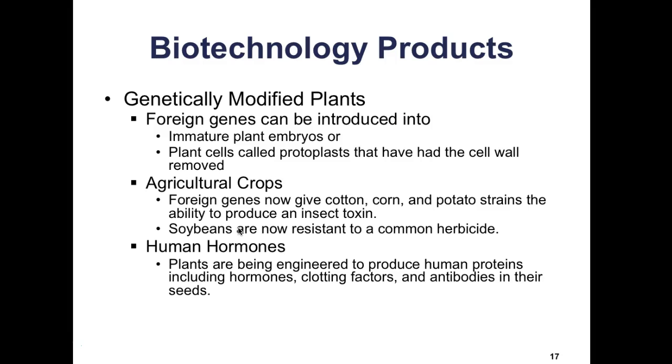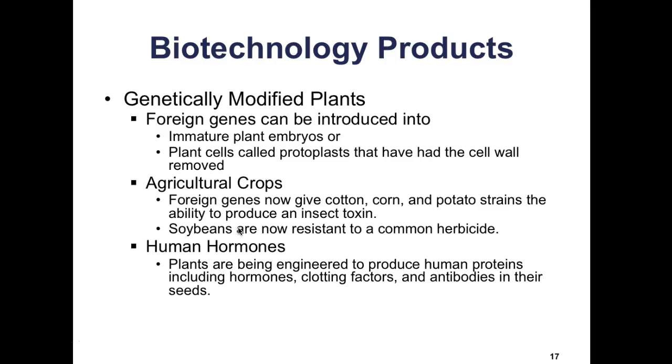Biotechnology products, genetically modified plants. Foreign genes can be inserted or introduced into those plants. You could introduce them into immature plant embryos or plant cells called protoplasts, which are cells that have had the cell wall removed. So what is the purpose of these? I have seen transgenic tobacco plants. Basically, they have been inserted with the P-GLO gene, and they are able to glow.